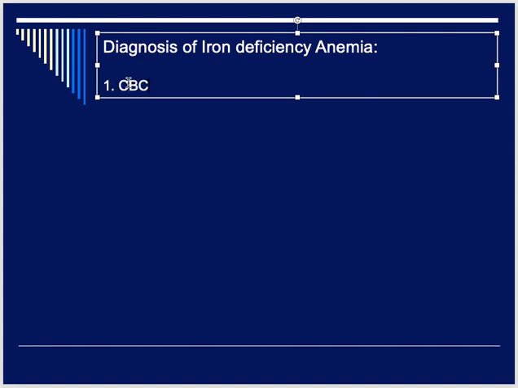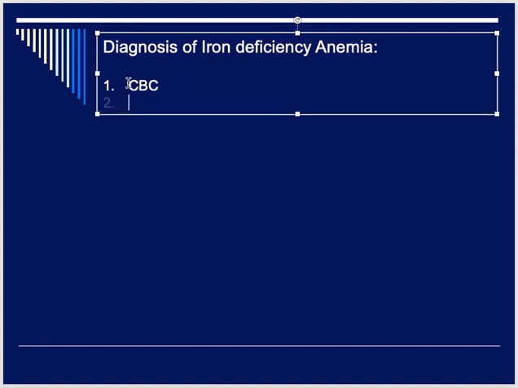So once we find in the CBC that the RBC level is low, the hemoglobin is low, and the patient has the symptoms of iron deficiency anemia, what we check is MCV. When the MCV comes back as low and the MCH, mean corpuscular hemoglobin, is low, or simply it's a microcytic hypochromic type of anemia, then the first step is we send the patient for iron studies.